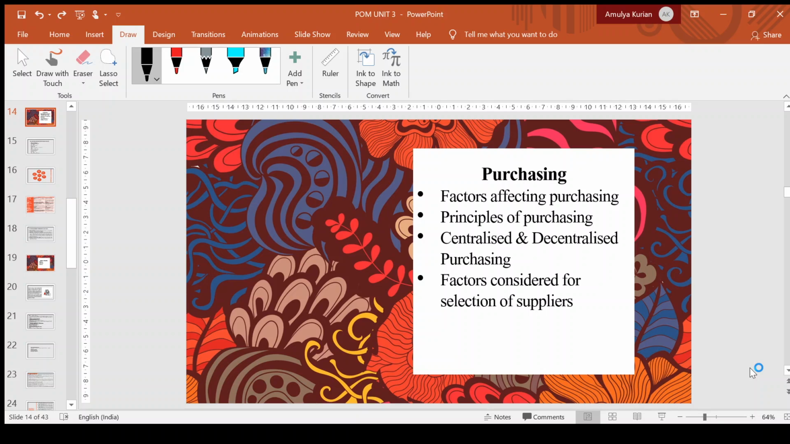So today, basically, we will be dealing with four different things: the factors affecting purchasing, the principles of purchasing, centralized and decentralized purchasing. What is the difference between centralized and decentralized purchasing? And last, we will be dealing with the factors considered for selection of suppliers. So, without much ado, let us go to the first point, that is factors affecting purchasing.